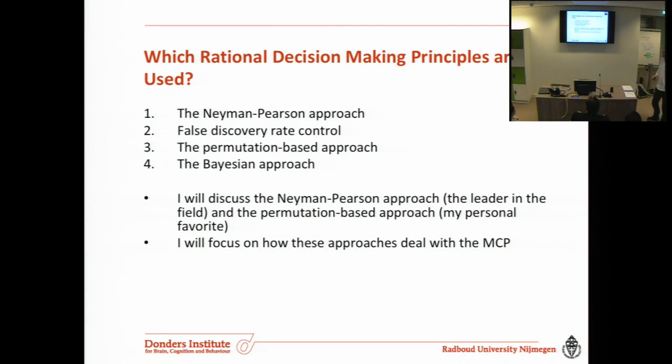There's a Neyman-Pearson approach. I'll explain this in a minute. You know the concepts. There is false discovery rate control. I will not discuss this. Then there is the permutation-based approach. I'll also spend time on that. And then there is the Bayesian approach. I'll say nothing about it, even though it's quite popular.